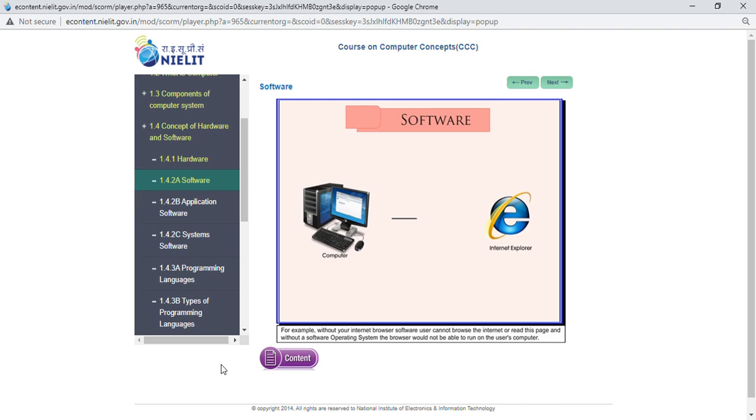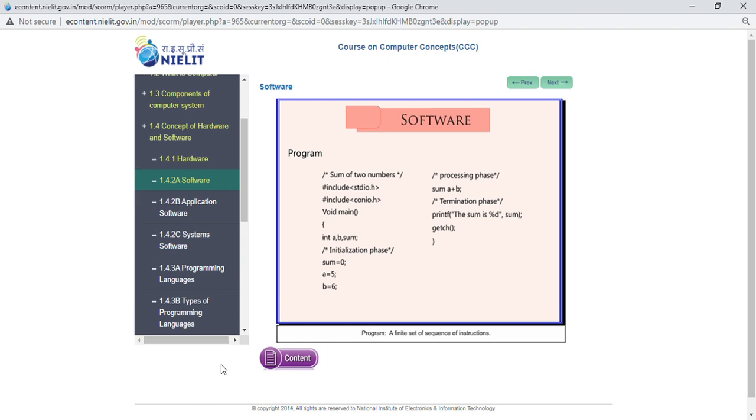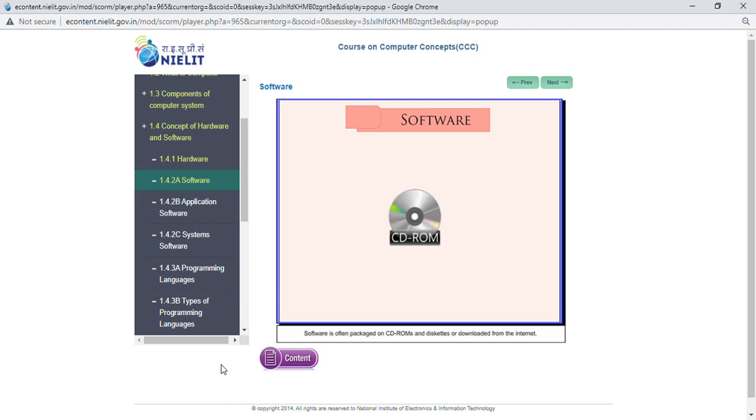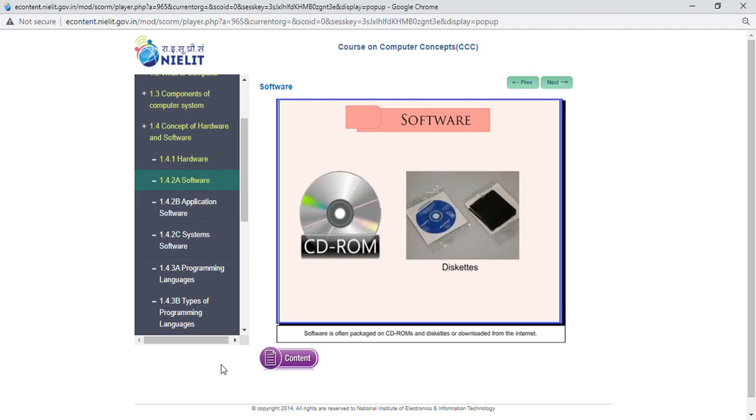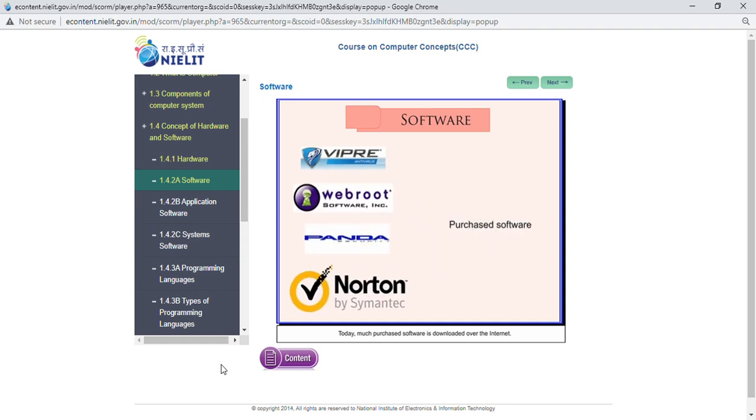For example, without your internet browser software, the user cannot browse the internet or read this page, and without a software operating system, the browser would not be able to run on the user's computer. Program, a finite set of sequence of instructions. Software is often packaged on CD-ROMs and diskettes or downloaded from the internet. Today, much purchased software is downloaded over the internet.